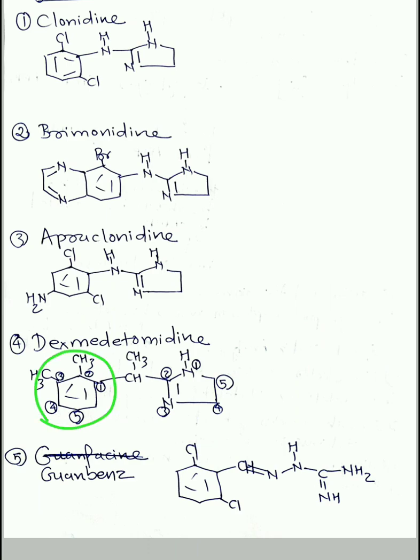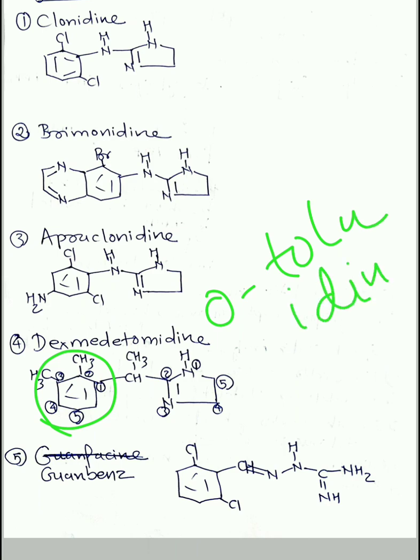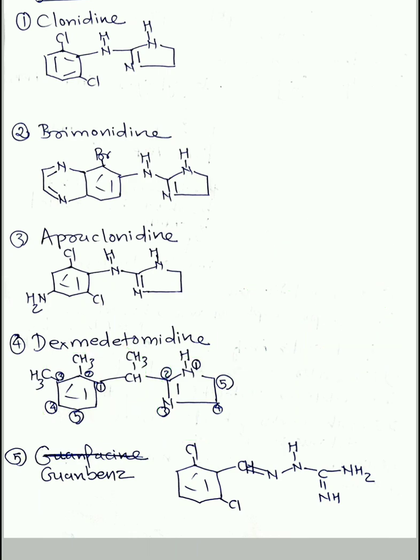This structure is orthotoluidine. My first video, basic aromatic compound. This is basic aromatic compound, orthotoluidine. Numbering will start from here, 1 2 3 4 5. Okay, ethyl and imidazoline. Okay, so see how easy it is. Dexmedetomidine. Okay, last structure in this category is, okay, now this doesn't fall under nidine series.